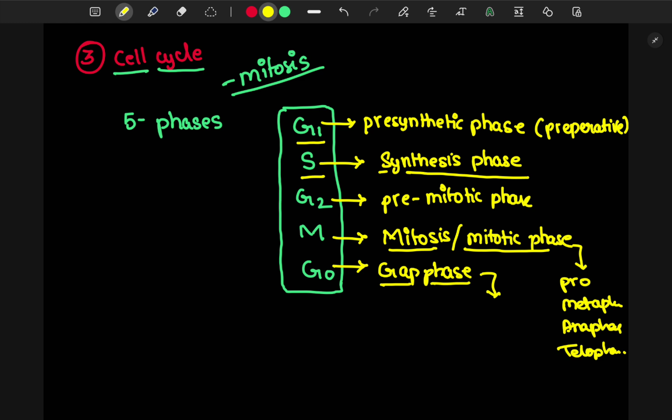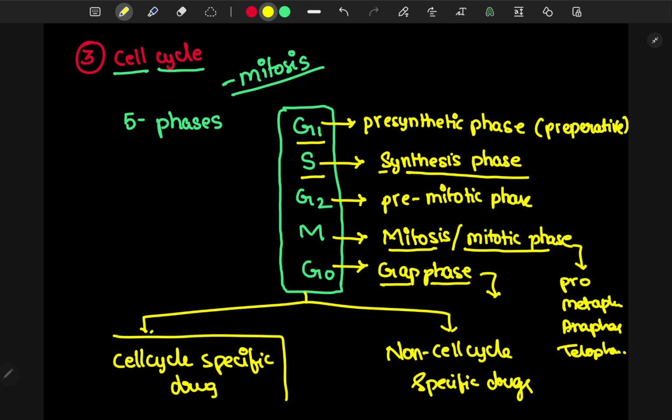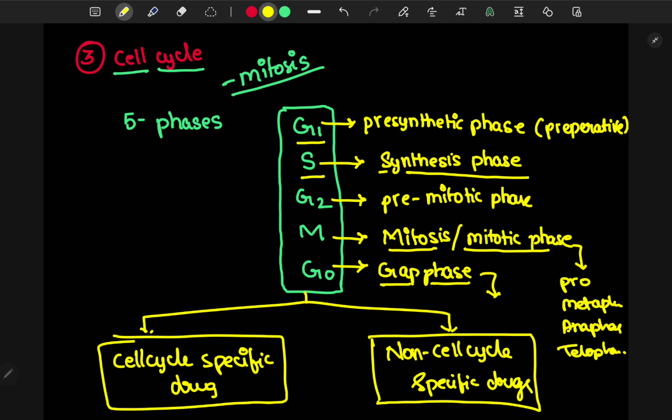Based on this, the first classification: cell cycle specific drugs, non-cell cycle specific drugs. This is the first ever classification of anti-cancer drugs.